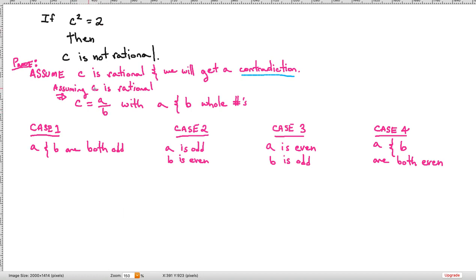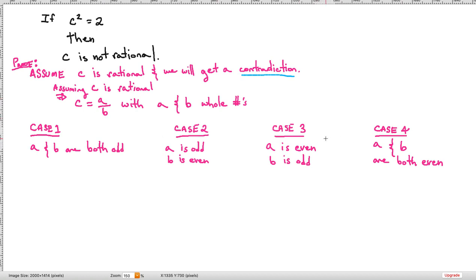And now we're only assuming that C is a rational number, which means that we're assuming it can be written as the division of two whole numbers. Let's call those two whole numbers A and B. This is our assumption. This fact is the definition of rational. A and B are whole numbers. And this form, A over B, can only fall into a few cases.